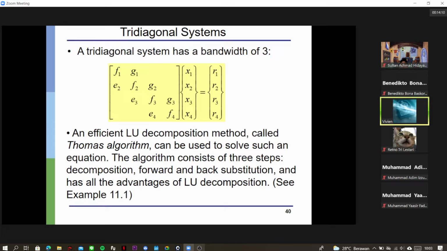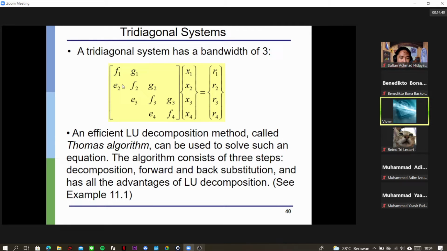So if we have a 3-diagonal system like this one, we have an efficient LU decomposition method. This is basically an LU decomposition method as well, but its name is the Thomas algorithm. It is specifically for 3-diagonal systems. The algorithm consists of 3 steps. The first step is decomposition, and then we have forward and backward substitution. So it is very similar to LU decomposition.